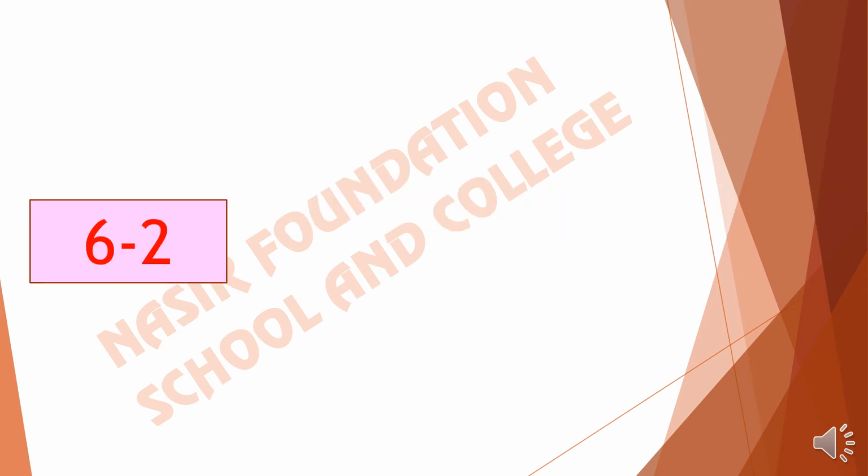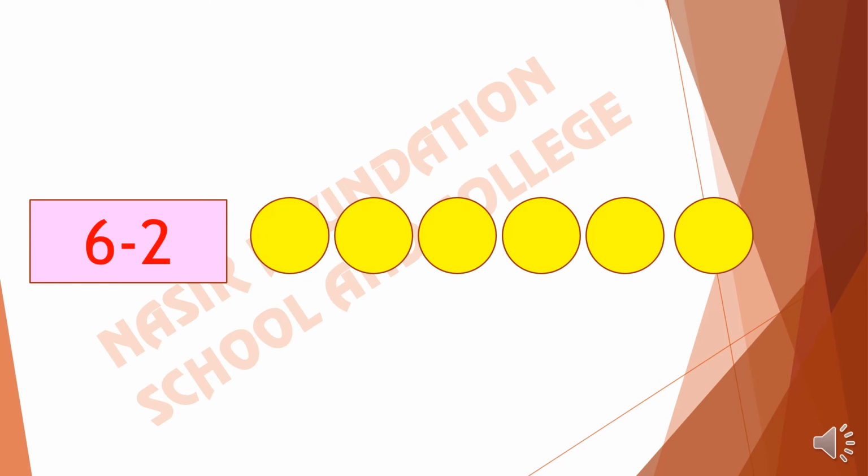We have to subtract 2 from 6. Now these are 6 circles. We have to subtract 2. 1, 2 and we are left with 1, 2, 3, 4. It means this is not the correct answer.